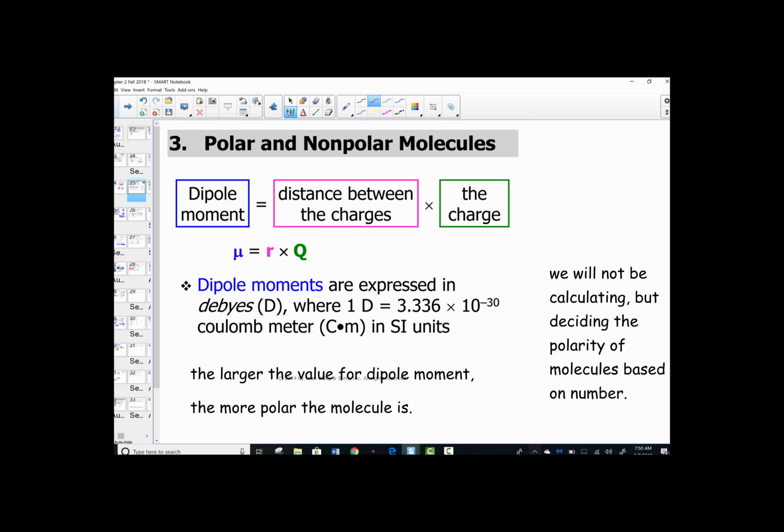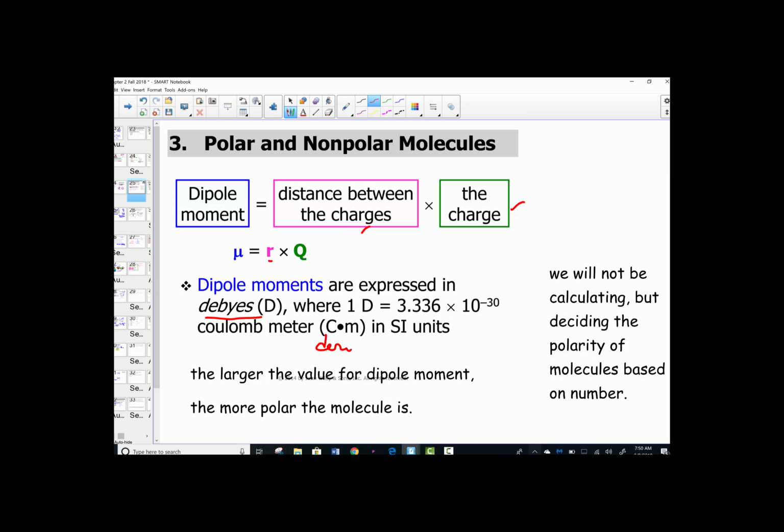Your section will start out with a calculation called a dipole moment. The unequal distribution of charge can actually be calculated with a formula saying how far apart the charges are, so the distance between them, radius, times the charge. Is it a magnitude of +2? Is it a magnitude of +1? Is it a -3? What's the magnitude of charge times the distance between them? And that will find the dipole moment. These dipole moments are expressed in a unit known as the debye, which is a coulomb meter in the standard international unit. So it's a derived unit.